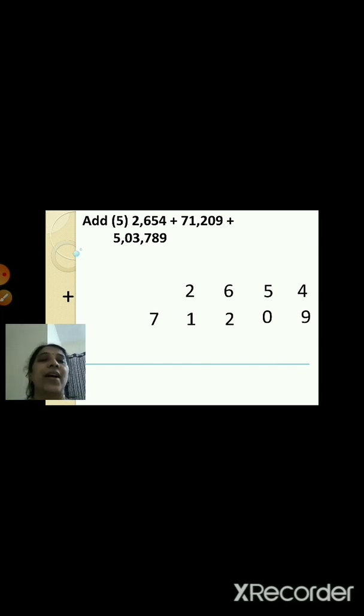Your next set is 5,03,789. So 9 in the units place, 8 in the tens place, 7 in the hundreds place, 3 in the thousands place, 0 in the 10,000s place, and 5 in the lakhs place. So now let's add them from your right hand side. 4 plus 9 is 13. 13 plus 9 is 22. So 2 will come in the units place and 2 will be carried over in the tens place. So 2 plus 5 is 7 and 7 plus 8 is 15.